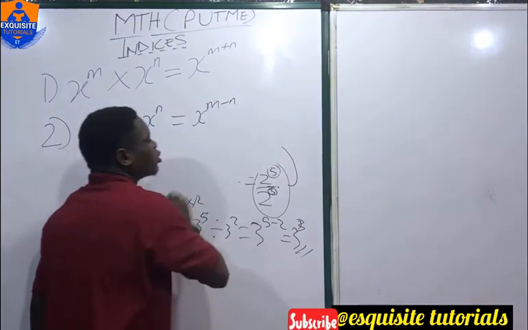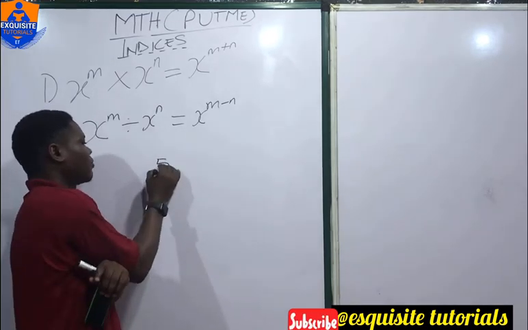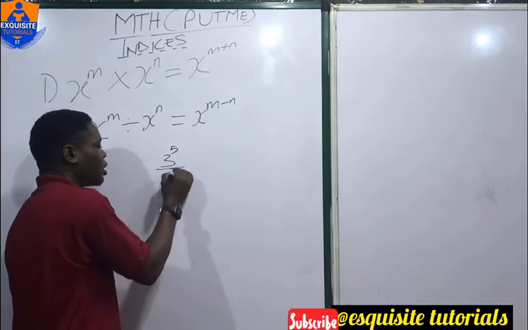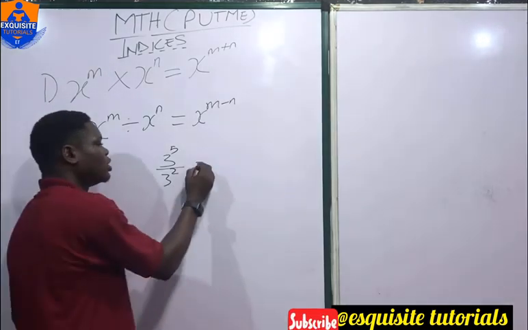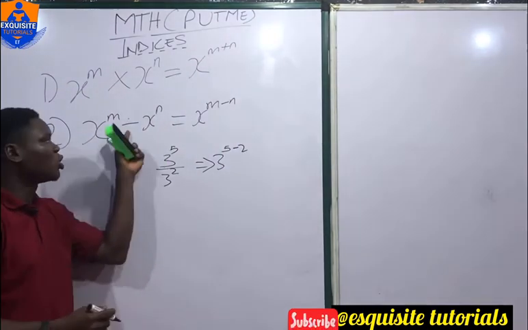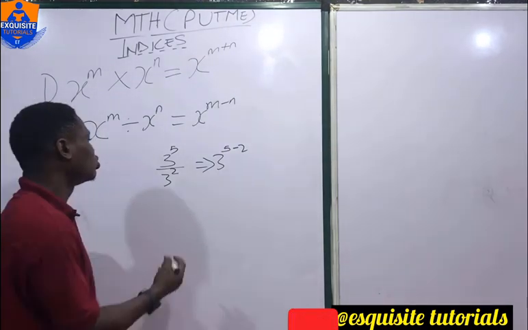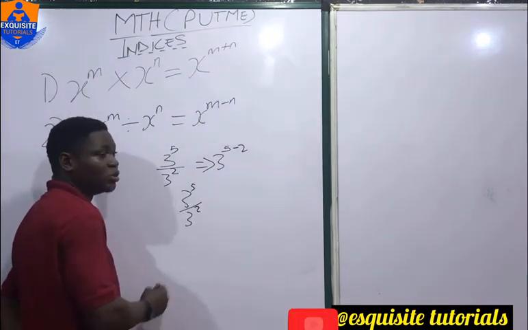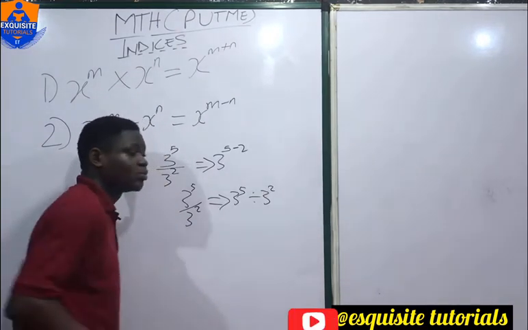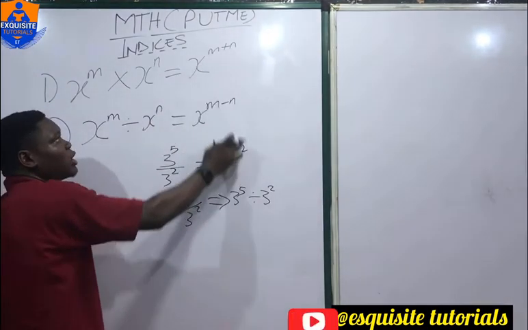Let's move over to another law. Now, if you have 3 raised to the power 5 over 3 raised to the power 2, we just said we are to use the second law, which is 3 raised to the power 5 minus 2, because there's a division sign here. Now, we want to manufacture something here. Do you know that 3 raised to the power 5 over 3 raised to the power 2 is the same as saying 3 raised to the power 5 divided by 3 raised to the power 2? Yes, they are the same thing. Now, I want to make this law look like the first one.